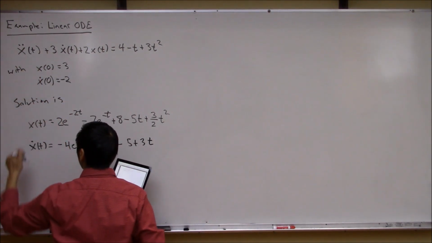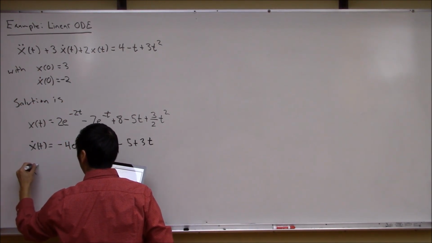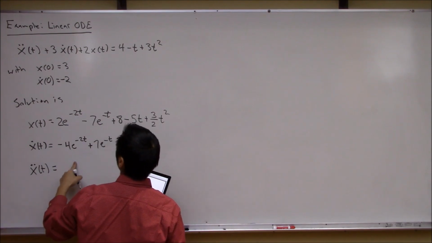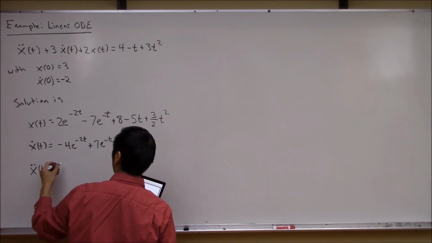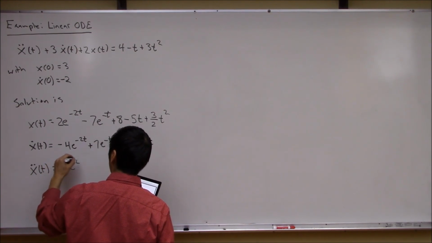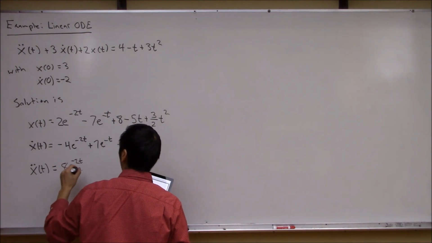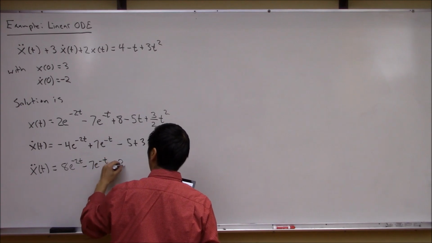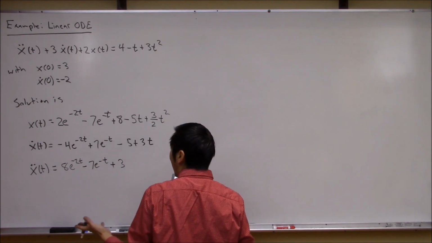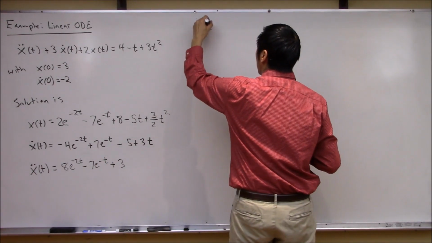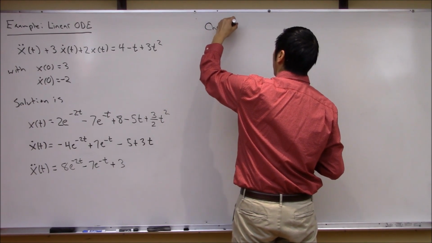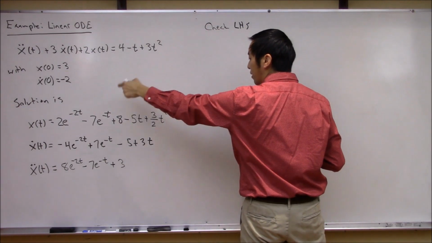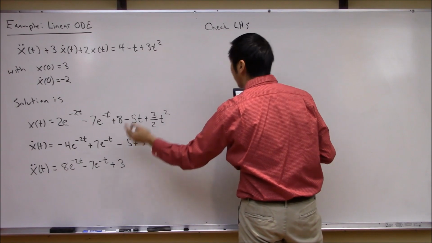We're also going to need x double dot. So x double dot of t is going to be, I'll take this thing's derivative again. This is 8e to the negative 2t minus 7e to the minus t. That goes away, plus 3. Okay, there we go. So now all we have to do is check what the left-hand side is. Basically I need to take x double dot, so I take this thing right here.